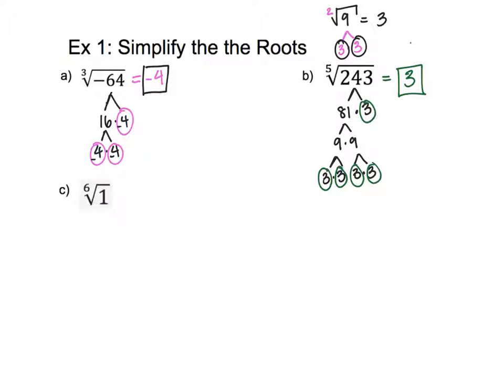And last but not least, I have part C, which is asking me what is the 6th root of 1? Well, 1 times 1 is 1, but if I multiply it 6 times by just 1, let's see, 1, 2, 3, 4, 5, 6, this is still going to be 1, right? So in this case, the 6th root of 1 is just 1.